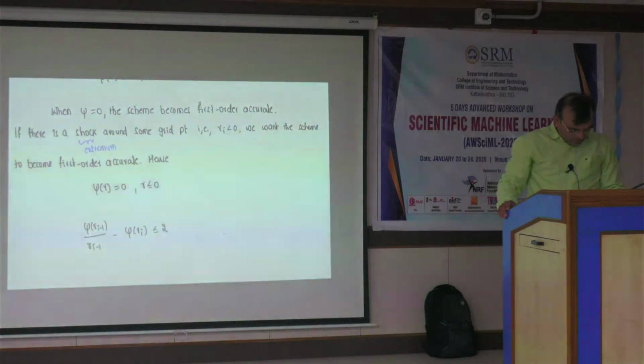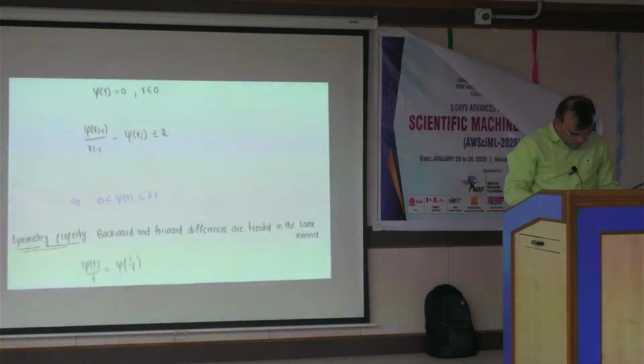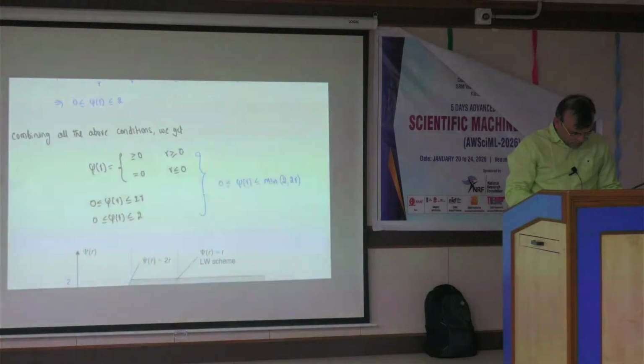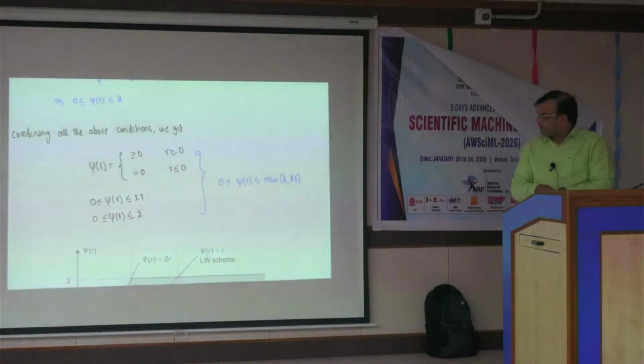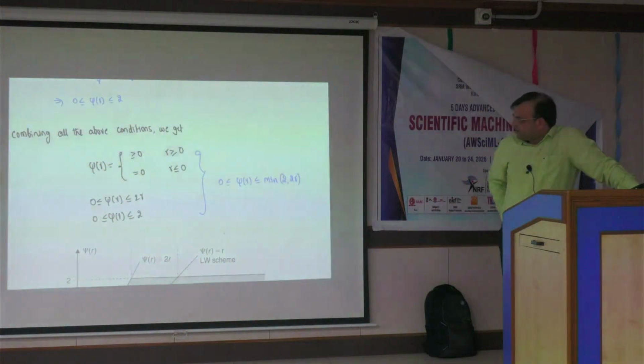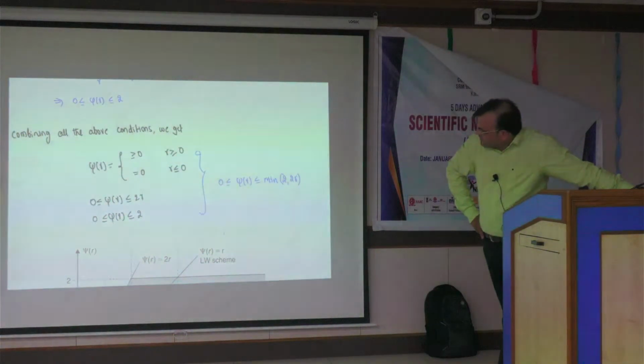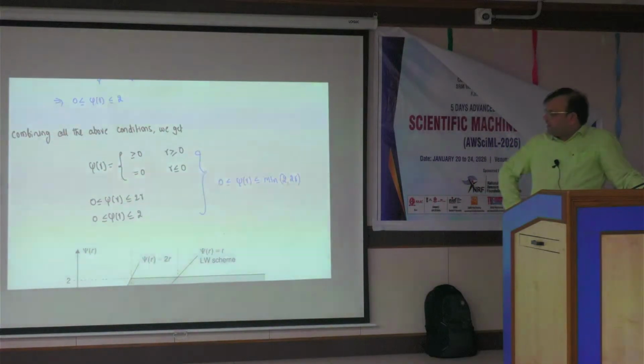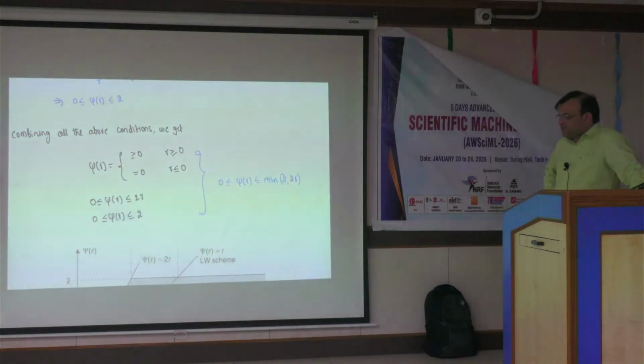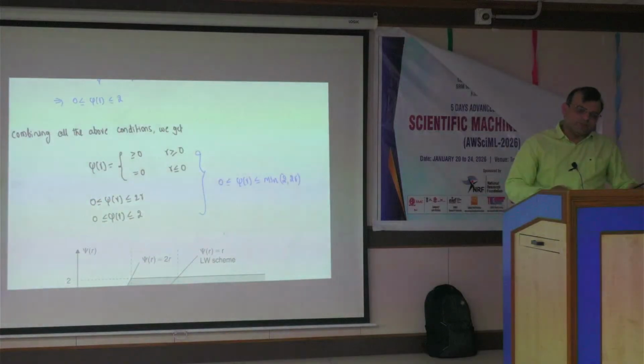Now I'm not talking about all these conditions. If you look at the final conditions, the proof is already there. So psi of r is always greater than or equal to 0 whenever r is greater than or equal to 0, and it should be 0 when r is negative, and psi of r should always be between 0 and 2. In principle you can combine all these conditions: whenever psi of r is between 0 and the minimum of 2 comma 2r, you are able to construct a second order scheme, which is given by Van Leer.